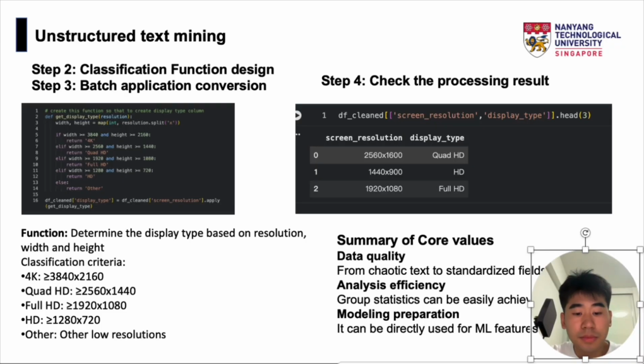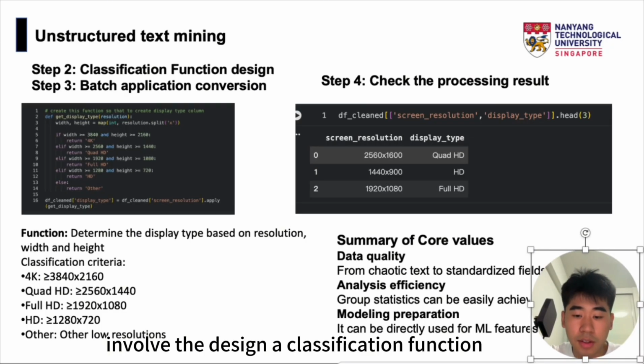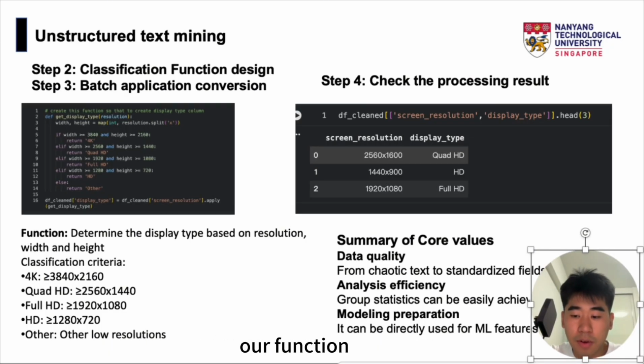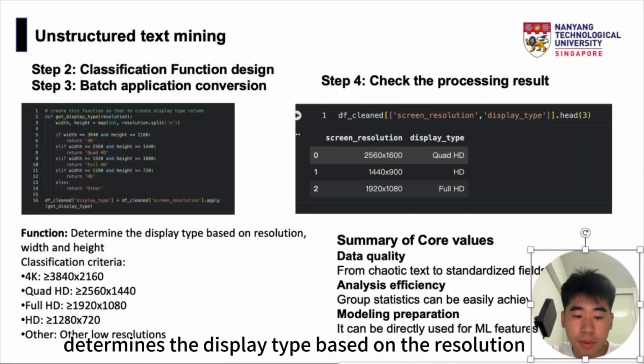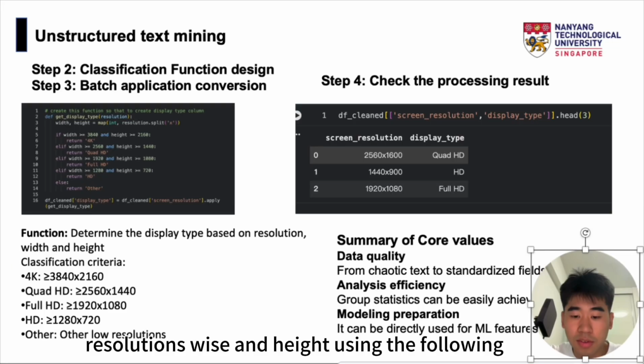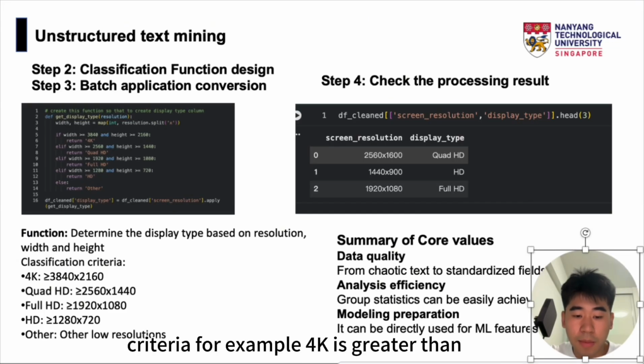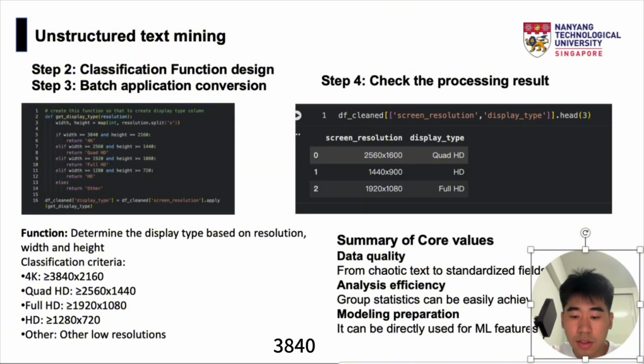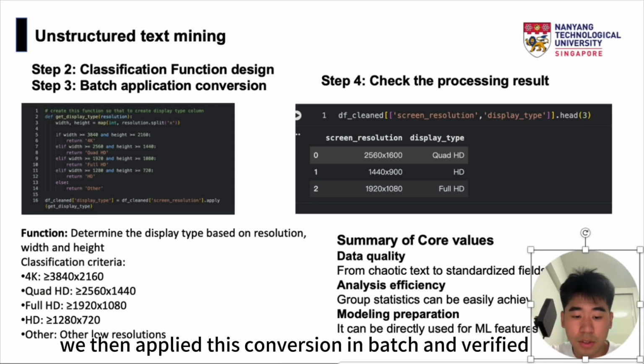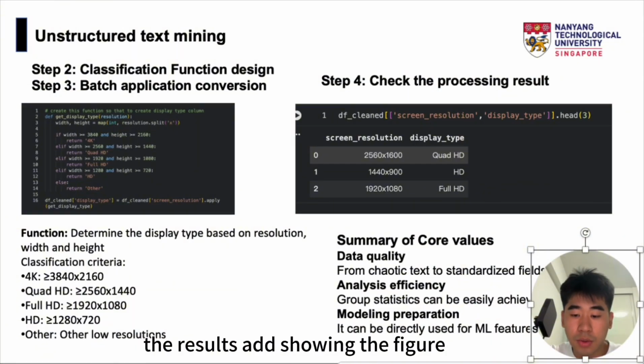The next step involved designing a classification function. Our function determines the display type based on the resolution's width and height using the following criteria. For example, 4K is greater than 3840 by 2160. We then applied this conversion in batch and verified the results as shown in the figure.